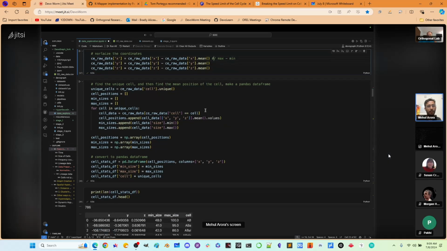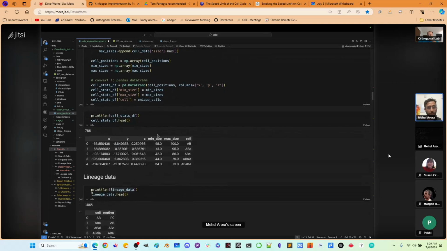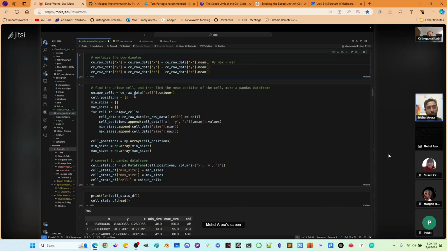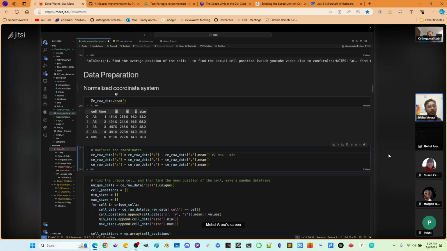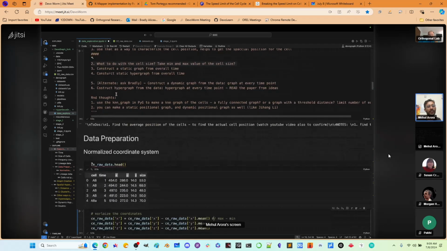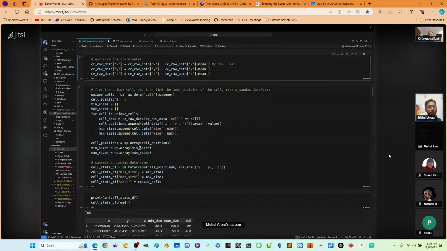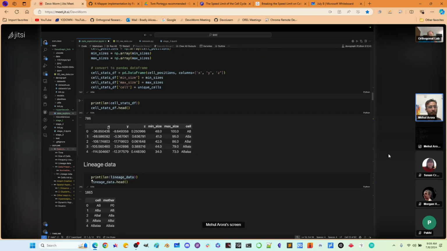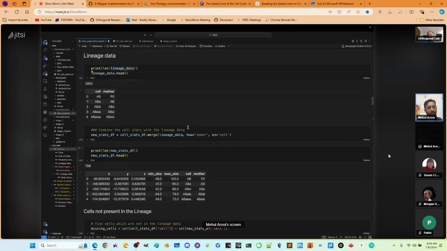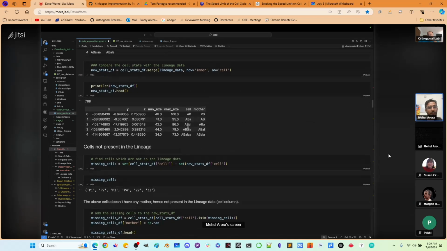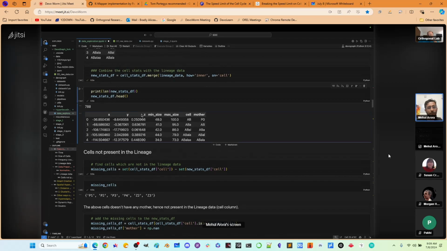Then basically I wanted to include the lineage information in the same data as well. So I did some code, and this is what we have in the end. So we have the final data which we are going to use. I've added lineage. After adding lineage, this is how our data looks like. This is the cell information, this is the mother of each cell, and then we have this XYZ.